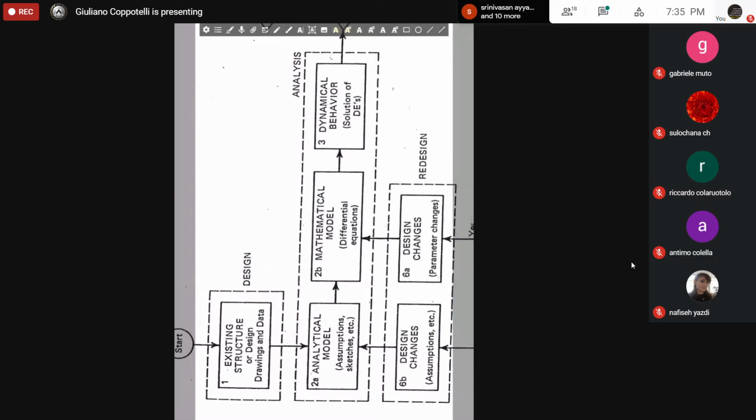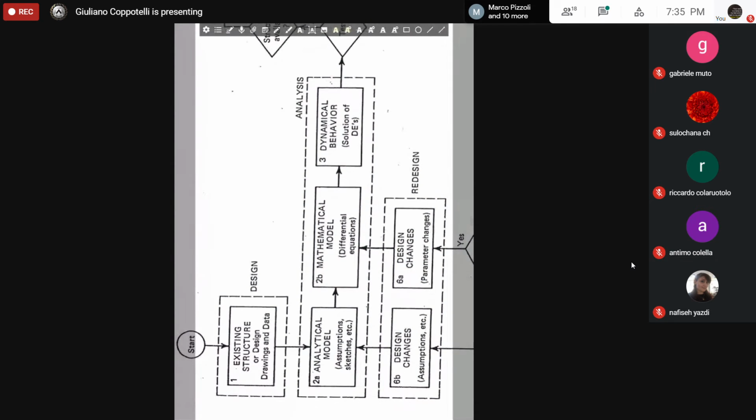Once we have that analytical model, let's say this structure behaves as an Euler-Bernoulli beam or as a 2D plate, for example a thin plate, then we derive the mathematical model, that is, our differential equations. As a solution of those differential equations, we can predict the dynamic behavior. That all belongs to what Lewis actually calls the analysis step of your design.